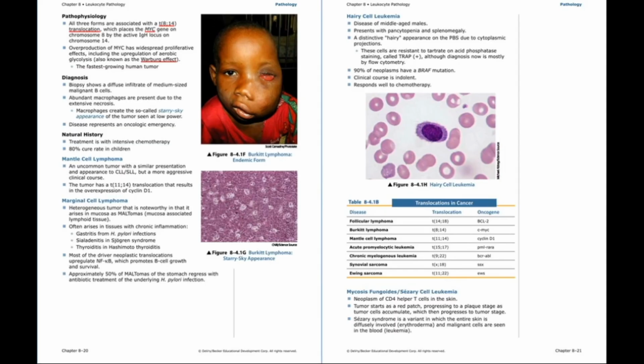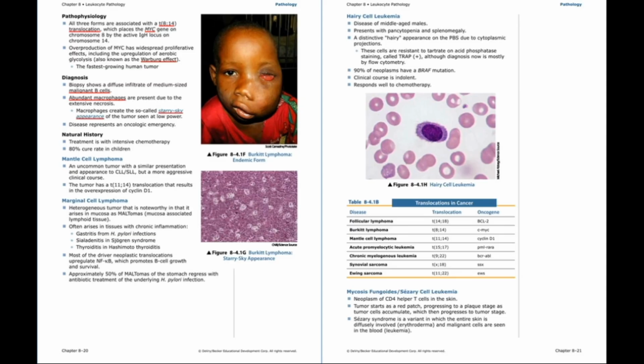medical emergency. Diagnosis is by biopsy and shows a diffuse infiltrate of medium-sized malignant cells with numerous macrophages due to the extensive necrosis. These macrophages have a clear appearance relative to the blue nuclei of the lymphoma, and this is called the so-called starry sky appearance at low power. We see an example of this in figure 4.1g. We see the general blue background of our neoplastic cells and the clearness from the abundant cytoplasm of the macrophages throughout mopping up the ongoing necrosis. This is the so-called starry sky appearance.